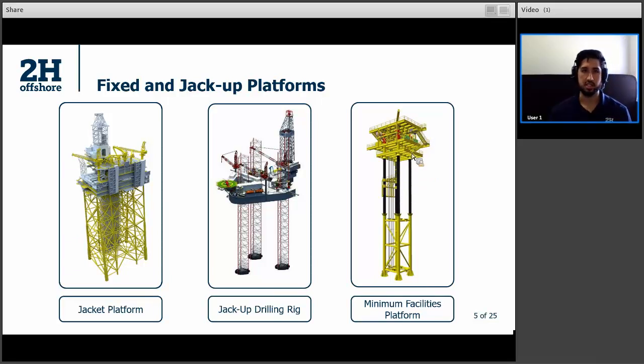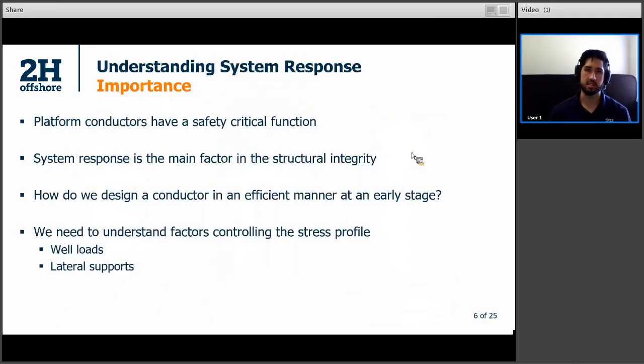So, understanding the system response. Why is this important? Platform conductors have a safety critical function because they're often the structural barrier that is holding the well together. So the system response is the main factor in that structural integrity. The question really is, how do we design it in an efficient manner at an early stage?